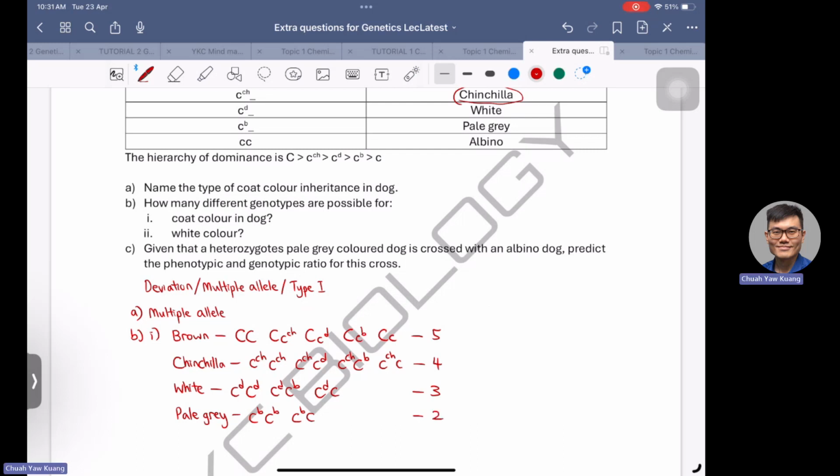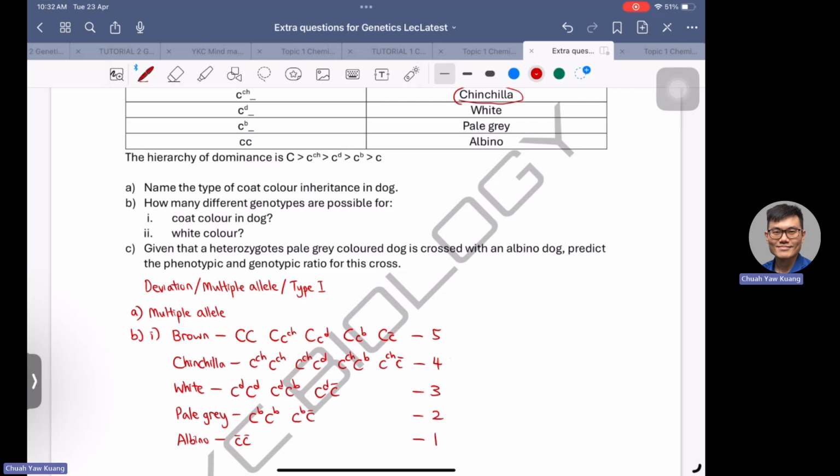Okay, then lastly would be the albino. So albino, it is at the bottom of the hierarchy. So that's why it can only pair with themselves. So with that, there's only one type of genotype here. So maybe for the small c, I will put a dash like this so that it's easier to differentiate. Yeah?